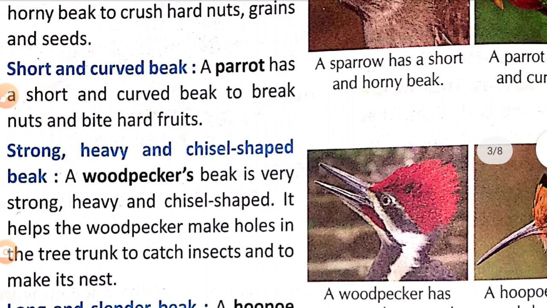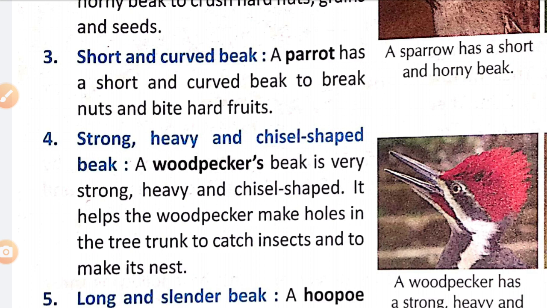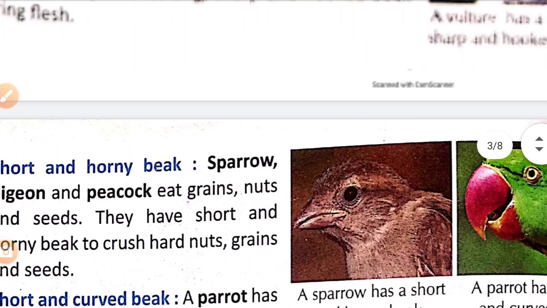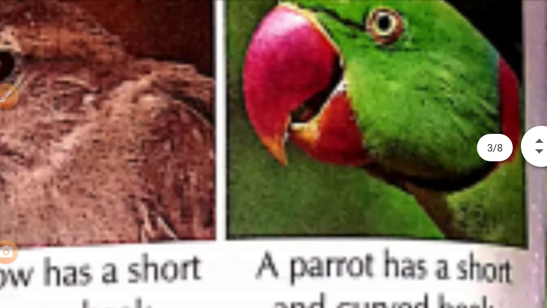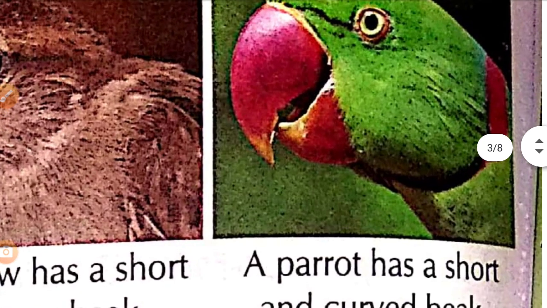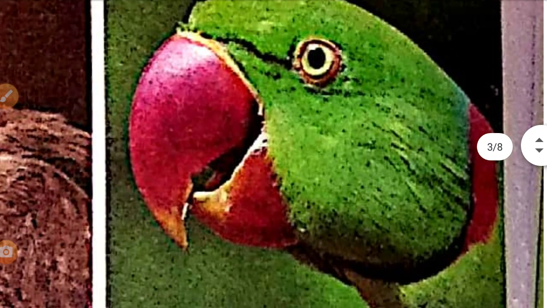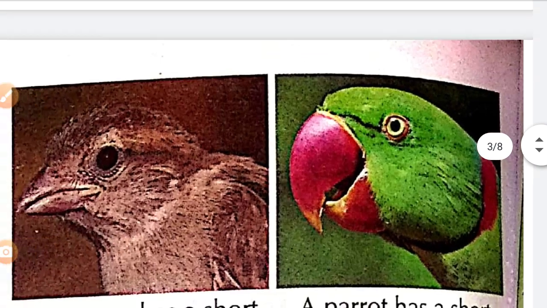Now, the third type is the short and curved beak. A parrot has a short and curved beak to break nuts and bite hard fruits. We have seen the parrot. See, it is a very short and curved beak, because we know that parrots eat pomegranate, guava and hard nuts, and to cut them it has this type of beak.